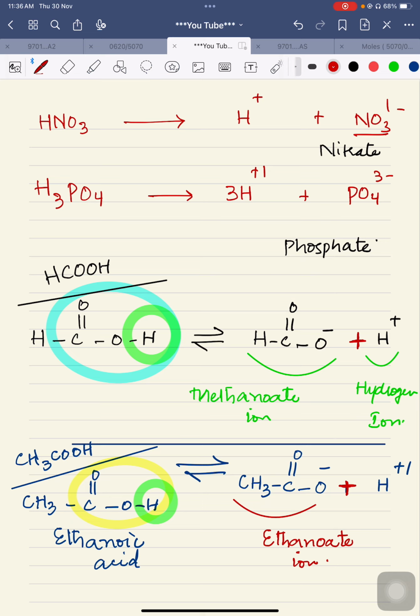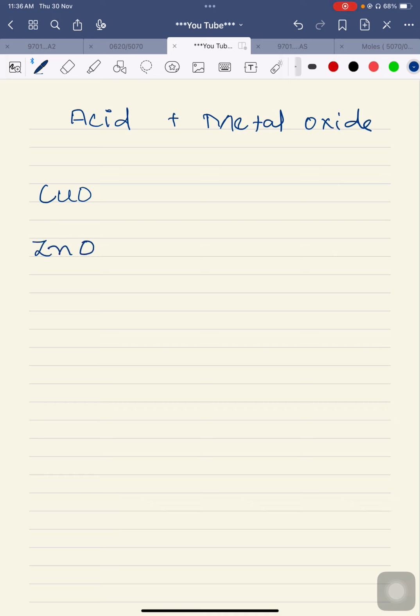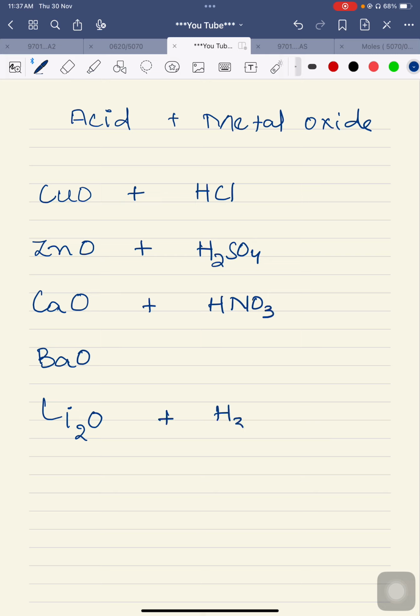Let's discuss some of the equations of the acids with metal oxide and metal hydroxide: acid plus metal oxide. For example, we are taking copper oxide, zinc oxide, calcium oxide. We can take barium oxide from group number 2, and lithium oxide from group number 1, and the acid can be HCl, H2SO4, here it can be HNO3, here it can be H3PO4. Oh, barium is left. Okay, it's barium.